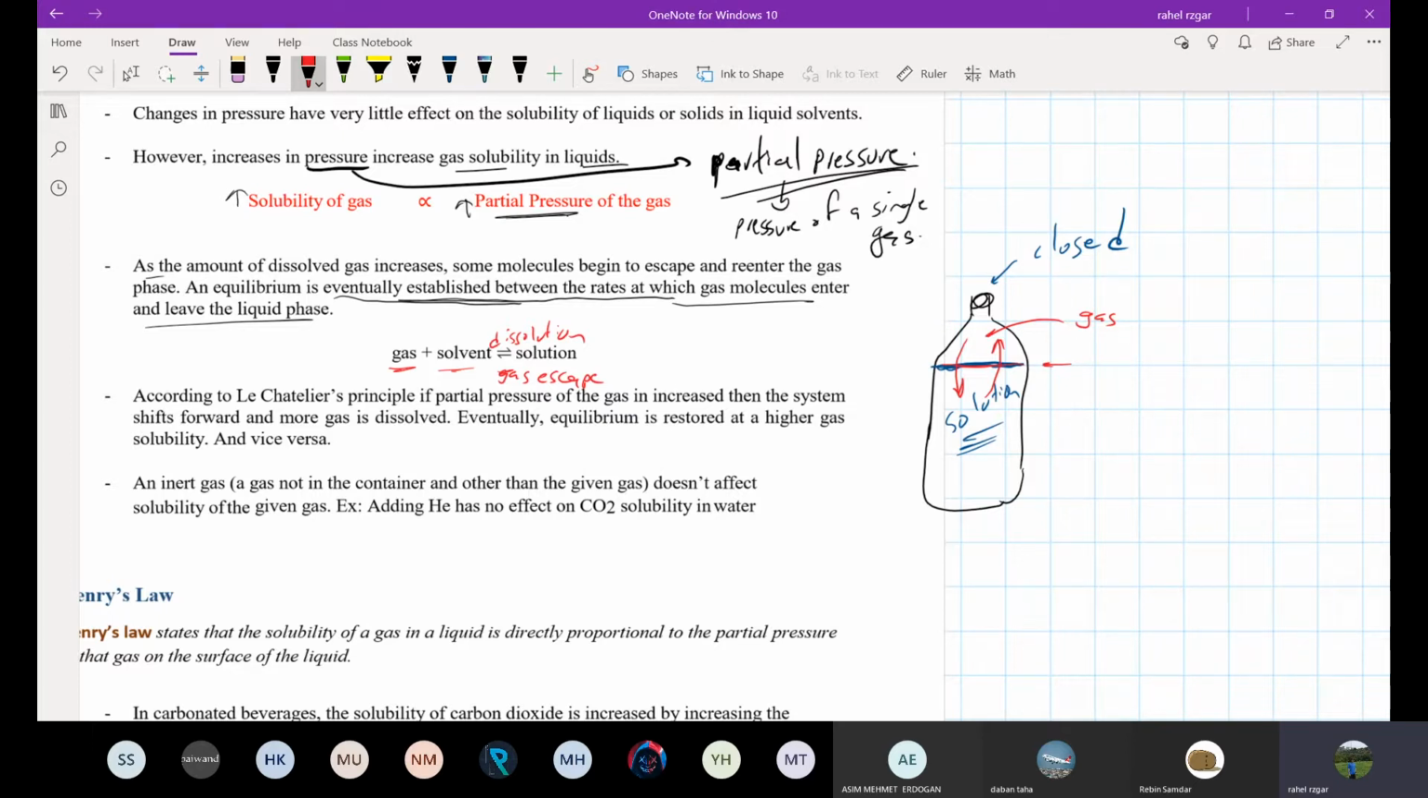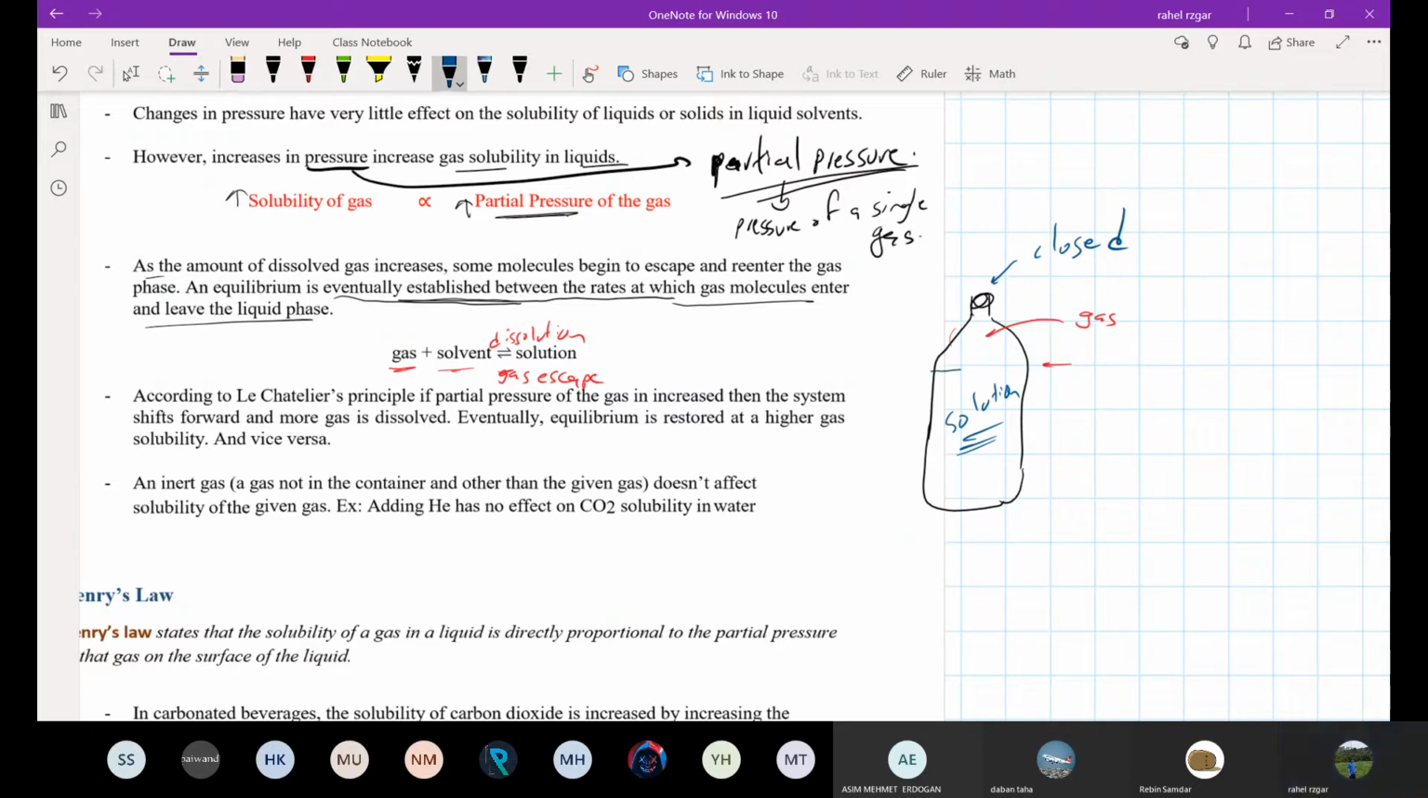Now the gas was lost inside this space. So what does the solution do? It will try to reach equilibrium again. How? So we don't have this part, let's say.